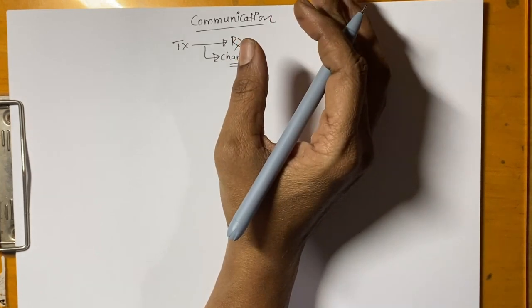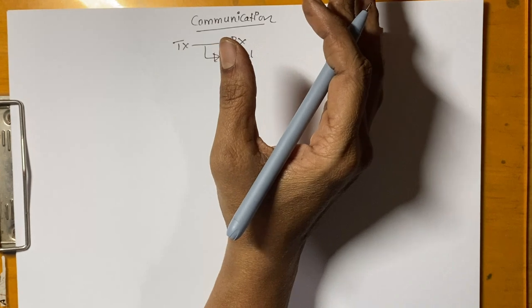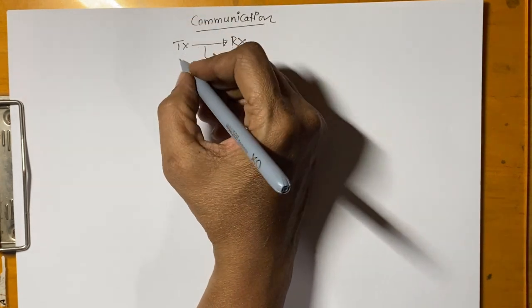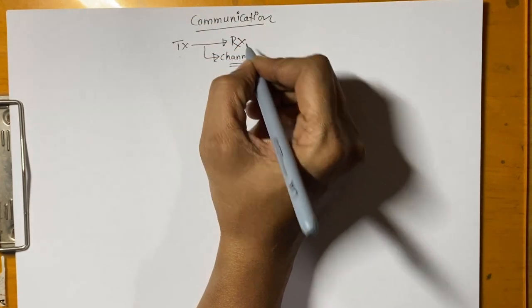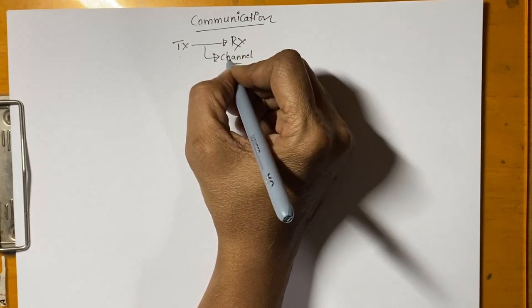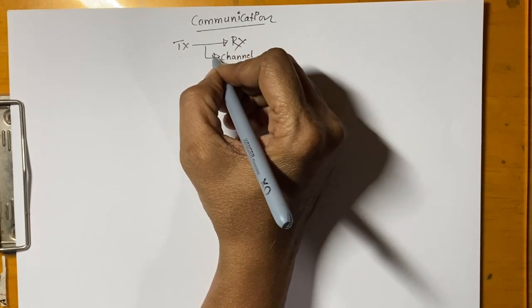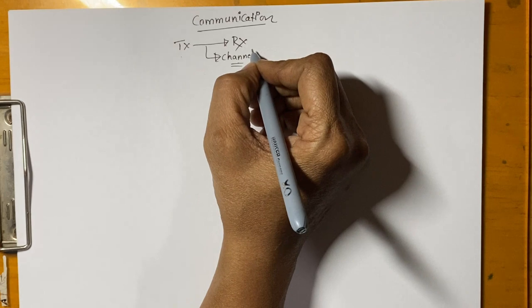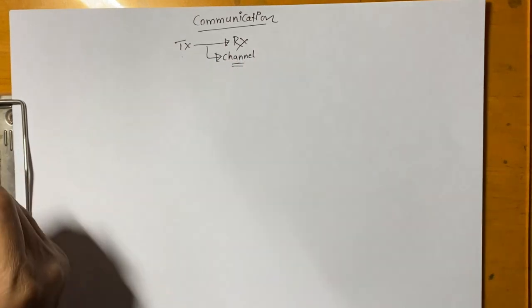So generally communication requires three important elements. One is the transmitter and the other one is the receiver, and the main thing is the channel through which the communication is being transmitted from a transmitter to a receiver.